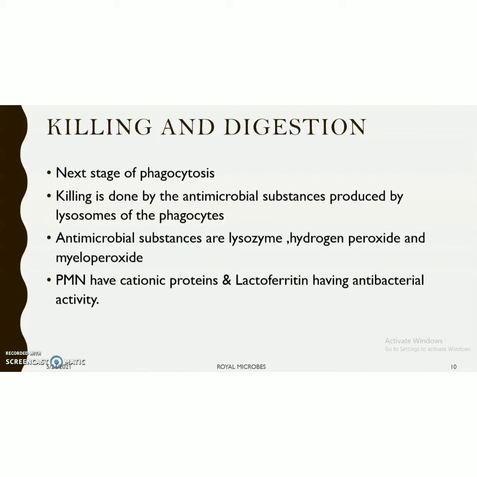The next stage of phagocytosis is killing and digestion. Killing is done by the antimicrobial substances present inside the lysosome. These include lysozyme, hydrogen peroxide and myeloperoxidase. The polymorphonuclear leukocytes also have cationic proteins and lactoferrin, which have antibacterial activity, and they use these substances for intracellular killing and digestion.